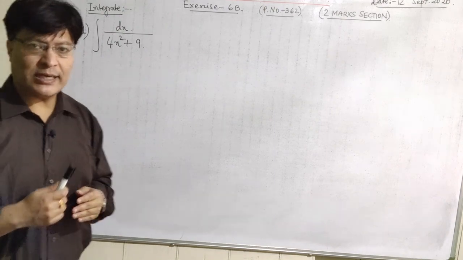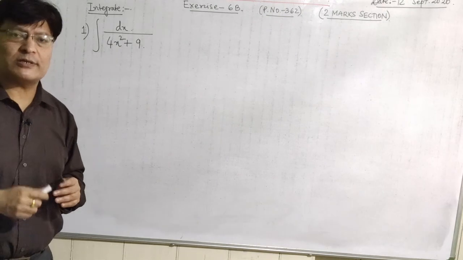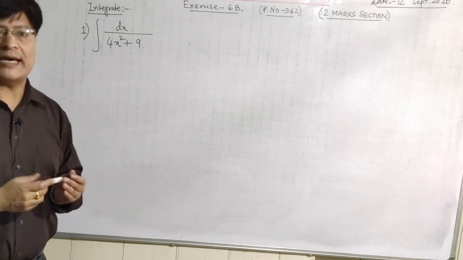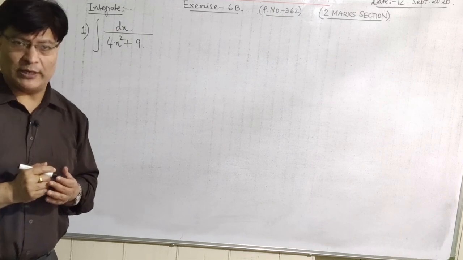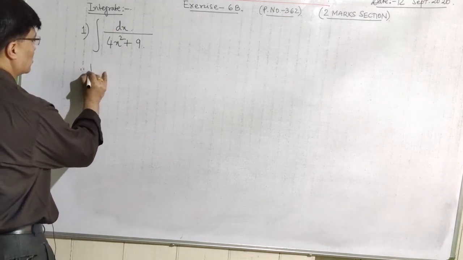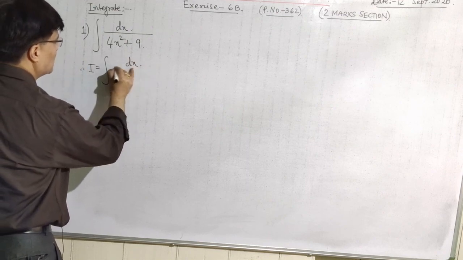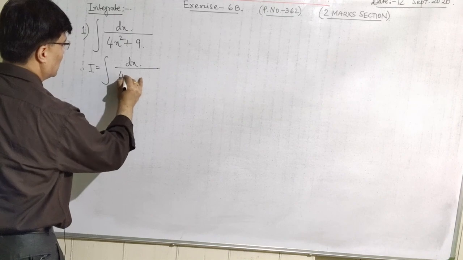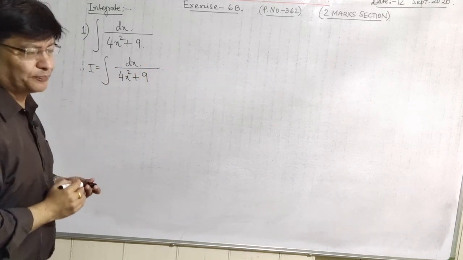So now in this case we will directly use the standard integrals but not the trigonometric substitution. We can use direct standard integrals. So you should know all these 6 formulae, right? So let us write here first I is equal to integration of dx divided by 4x square plus 9.